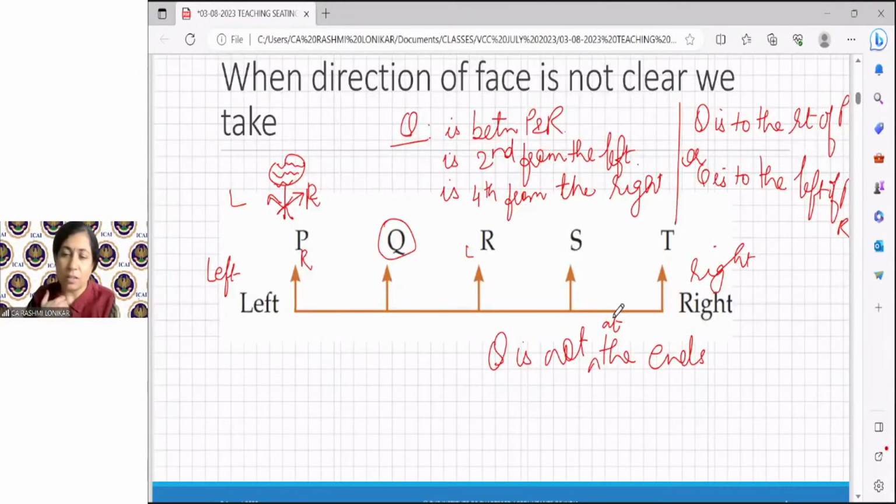Okay, so these are the different ways in which information will be presented to you in the question, and you have to seek the exact position by eliminating where it can't be, and then we can come to an answer.